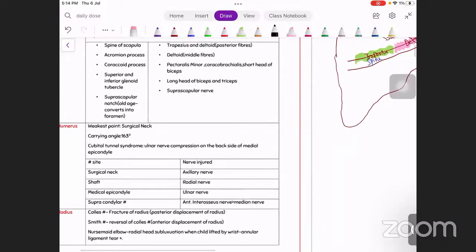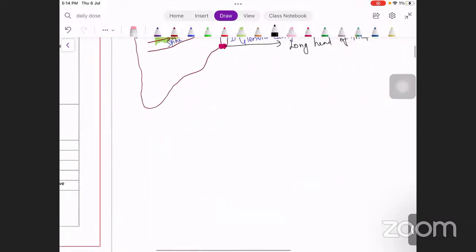Speaking about the humerus, the weakest point of your humerus is your surgical neck. Let me draw the humerus here, people. Forgive me for not drawing properly.